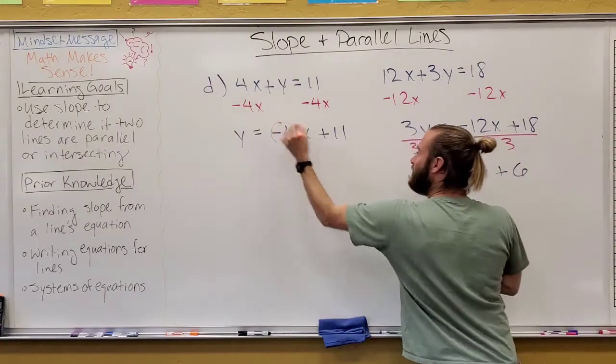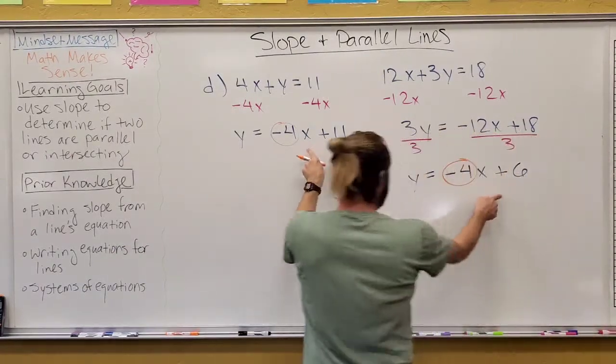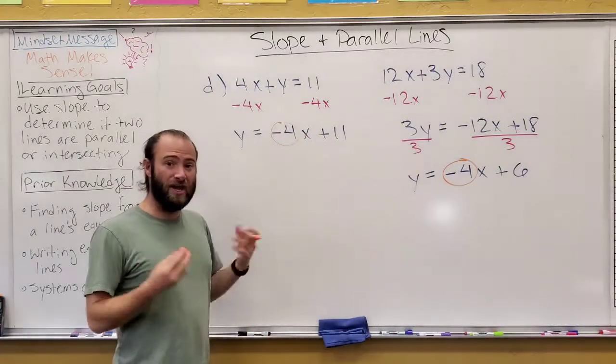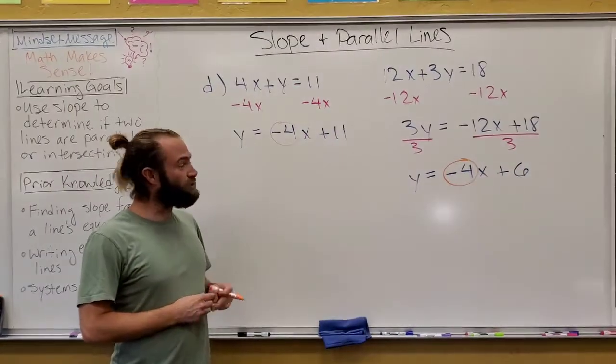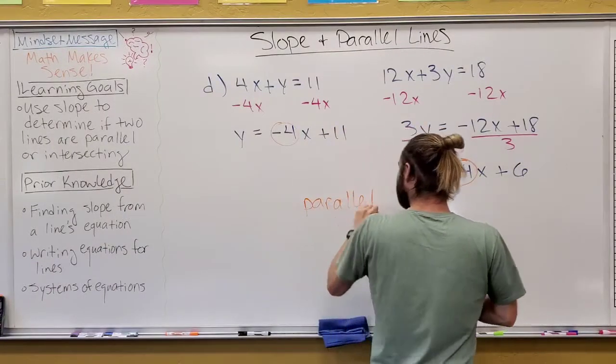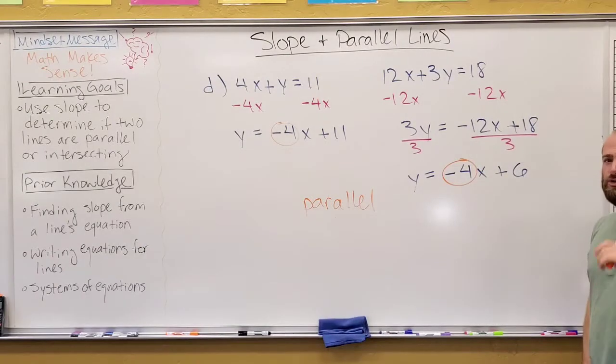And guess what? This and this have the same slope, and they are not identical lines, because this is plus 11 and that's plus 6. Their y-intercepts are different. And so what's our conclusion here? These are parallel to each other. So sometimes it's a little trickier, but still not too bad.